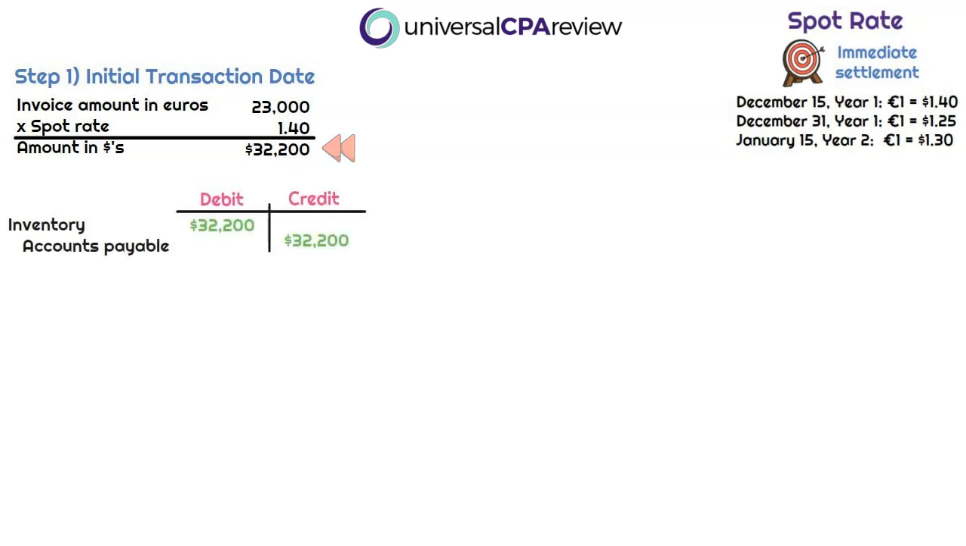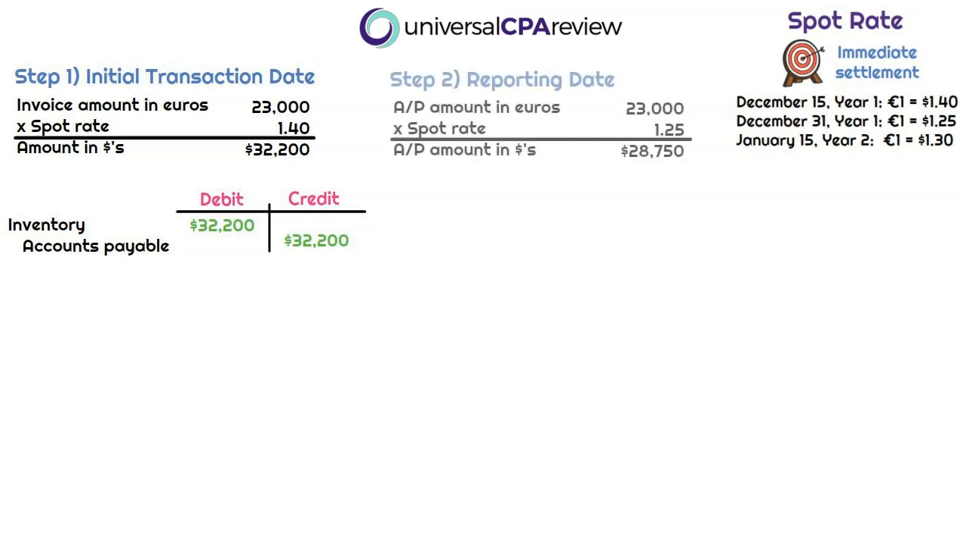$32,200, right? Now, since Joey's Pizza is purchasing inventory, it's going to be a debit to inventory and then a credit to accounts payable. So it's a straightforward journal entry, we just have to know to multiply the invoice that's denominated in euros by that spot rate, and that gets us the amount in dollars. So now we can move forward to the reporting date.